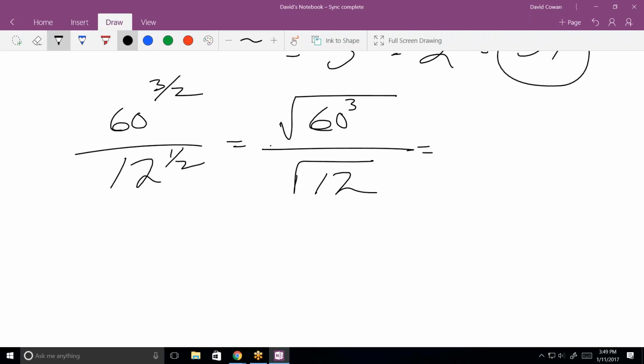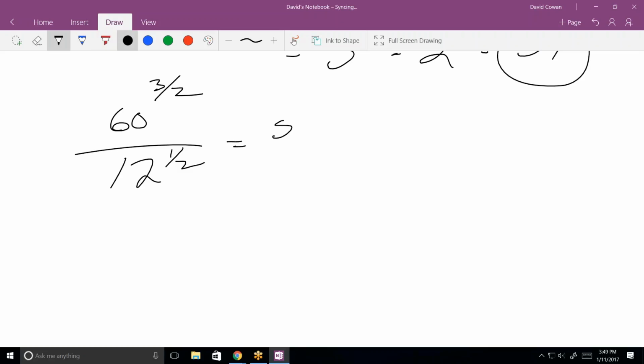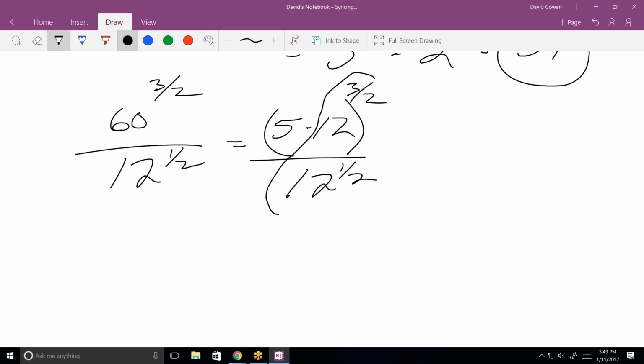Go ahead. Can't you just simplify 60 and 12, because 60 divided by 12 is 5, and you can subtract the exponents? No, here's the problem with doing that. If I factor the 60, no, you're absolutely correct. As long as I put it into parentheses. Yeah, now I can deal with that.